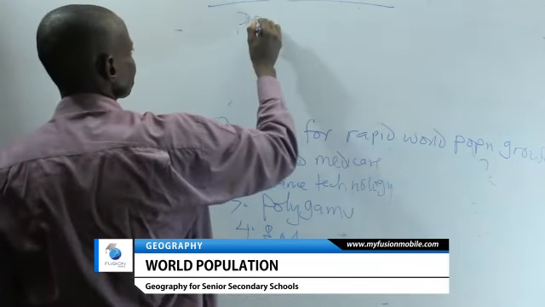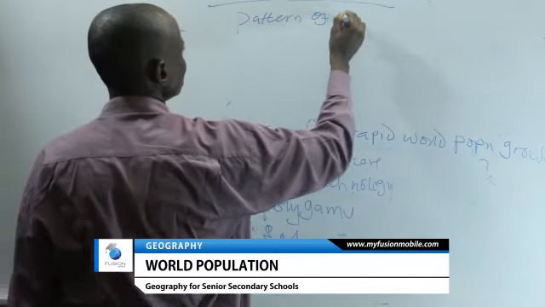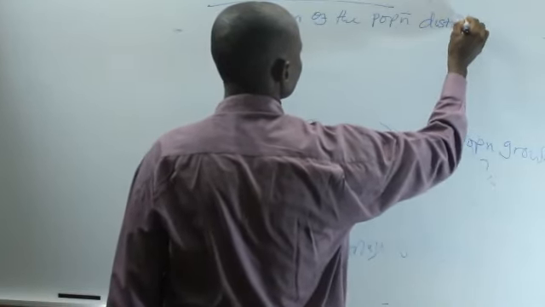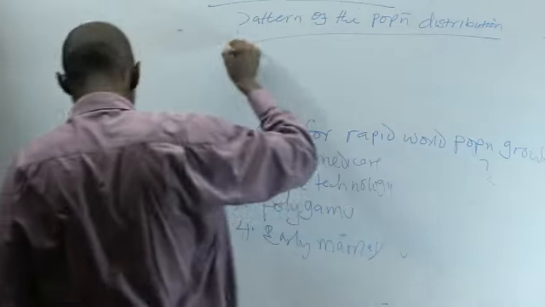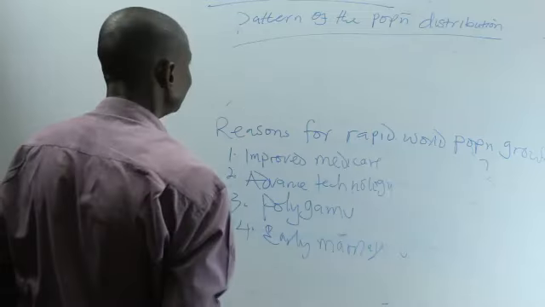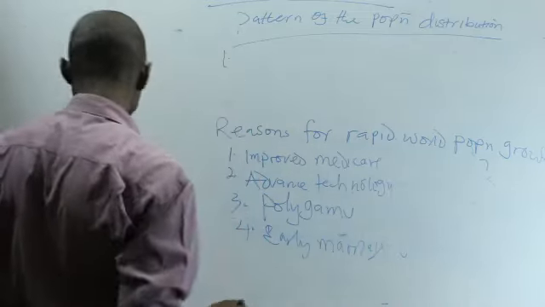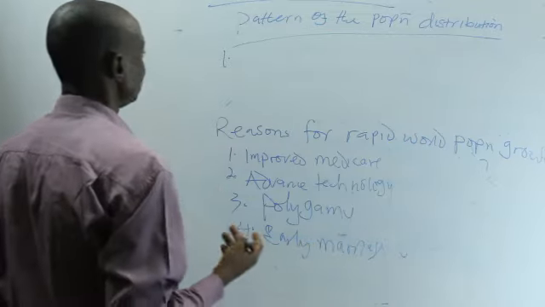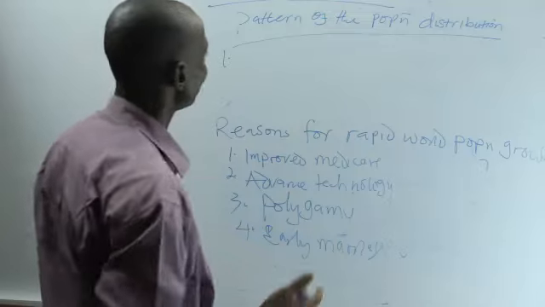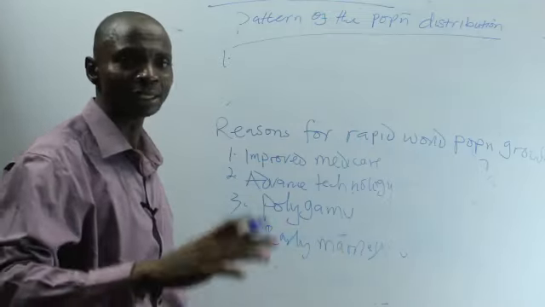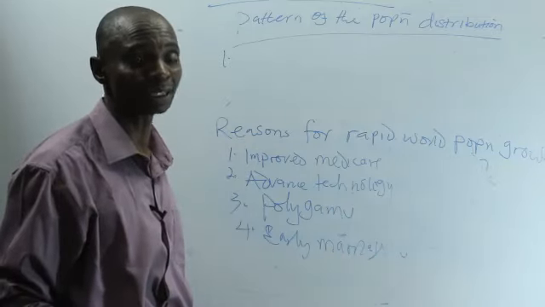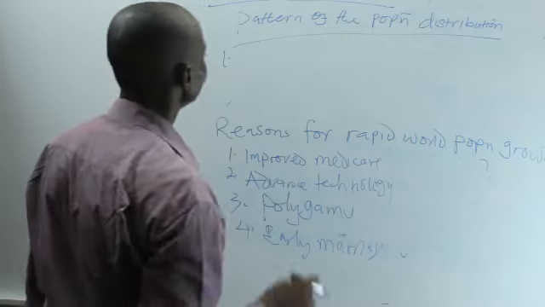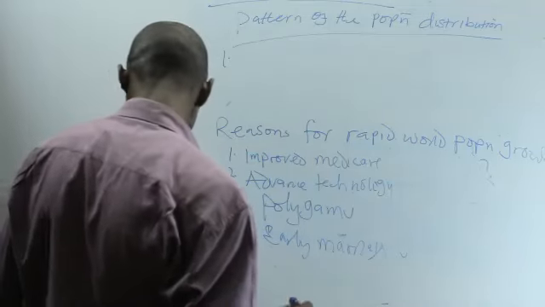Let's look at the pattern of population distribution. What are the patterns of the world population distribution? These 7.4 billion, how are they distributed? When you are talking about the patterns of population distribution, you are talking about the distribution method. There are some places that are highly populated, some are moderately populated, and some are sparsely populated. In this case, let's look first at places that are highly populated in the world.